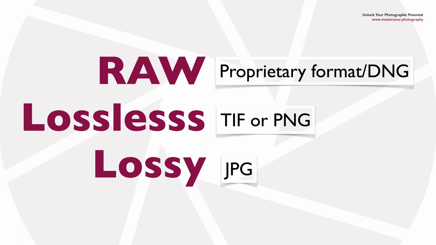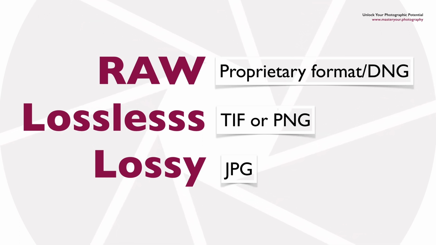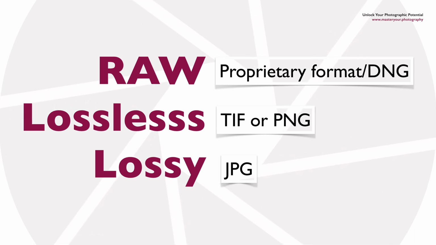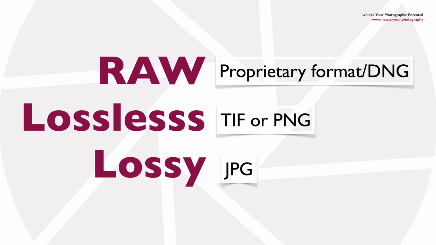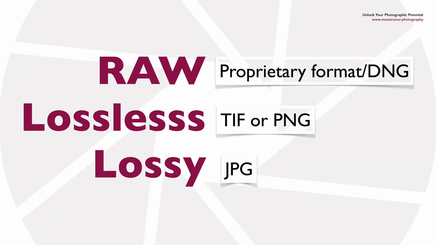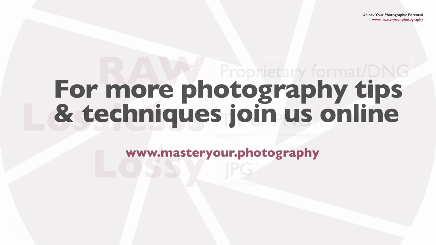So that's a quick overview of the three main file types: your raw files, which can be proprietary formats from each camera manufacturer, or a DNG file, your lossless files, which tend to be TIFFs or PNGs, and your lossy files, which are the JPEGs that we all know and love. Each file type has its own unique advantages and sometimes disadvantages, so it's important to learn which one you should use when and where.